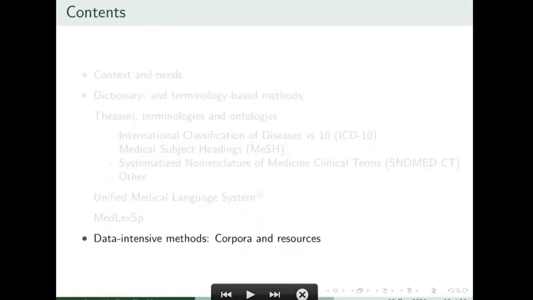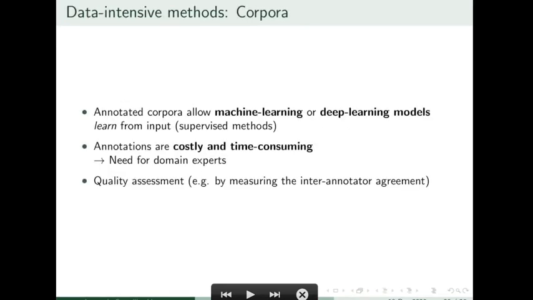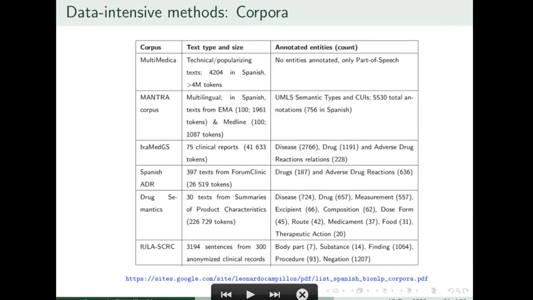Lastly, moving on to data-intensive methods, these are methods that need annotated corpora, so that machine learning methods and deep learning models learn from the input. Unfortunately, the annotations are costly and time-consuming because we need experts, and also we require quality assessment of the annotations, for example, by measuring the inter-annotator agreement. In these tables, you can find some corpora available, but as I don't have enough time, I provide a link below where you can access the reference provided.